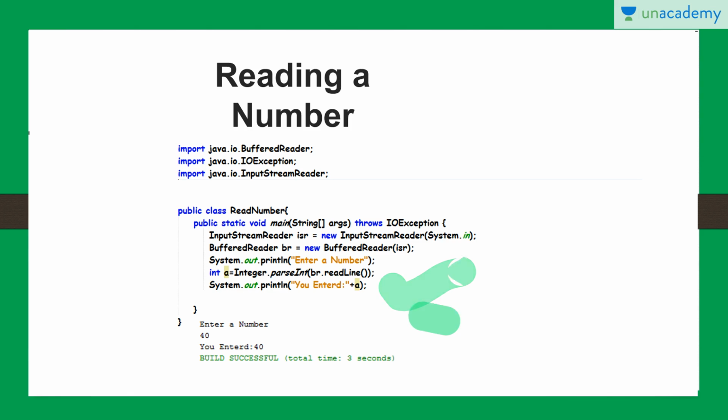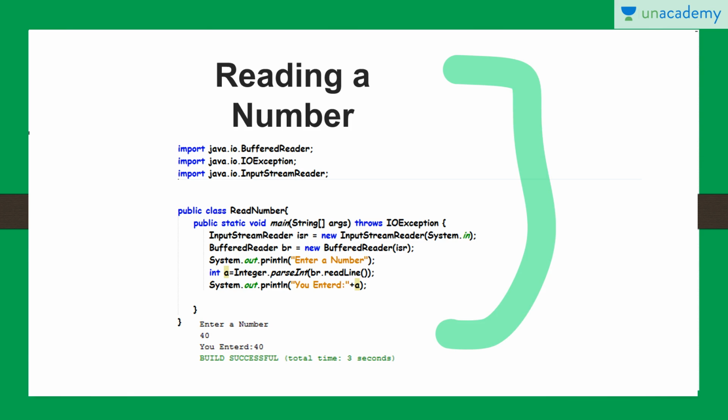Now you can see in the output also that first I will show a message to the user, enter a number, and then in the next line I have entered number 40, and after pressing enter I will see this output, you entered 40. Now guys, this is all about BufferedReader, how to read an input from keyboard using BufferedReader.